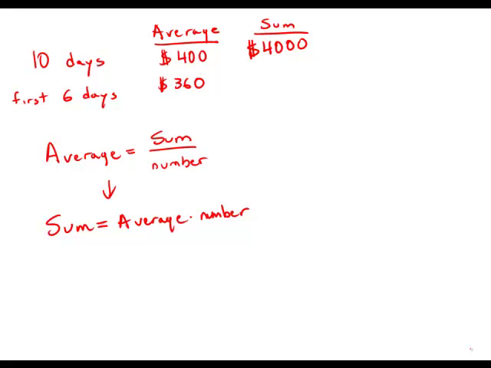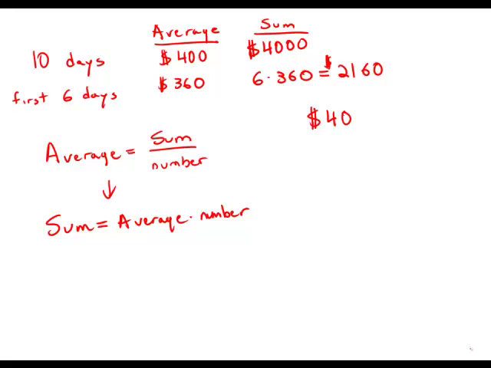Similarly, on the 6 days, in order to have an average of 360, they would have to have a sum of 6 times 360, and with a little math, we find that this is $2,160. Now, the reason this is important is we can't add or subtract averages, but we can add and subtract sums.